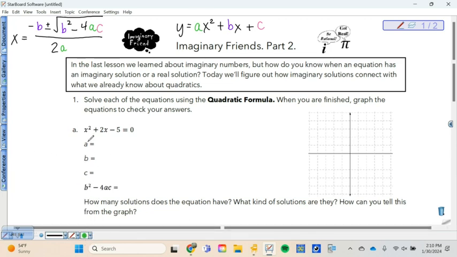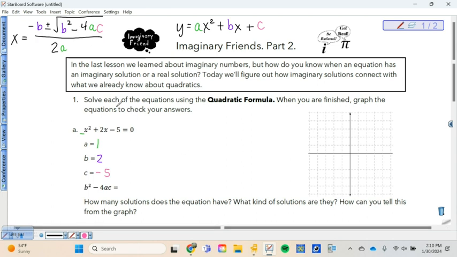So first thing we want to do is just identify a, b, and c in our equation. So look at part A there. What's my value for a? 1. There's no number there, so it's just 1. What about b? 2. And c? Good, negative 5.